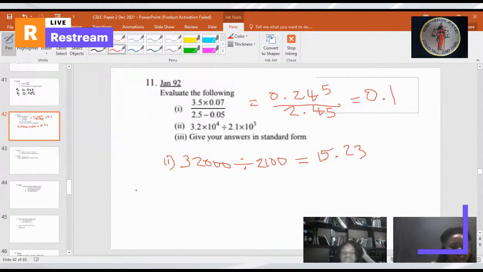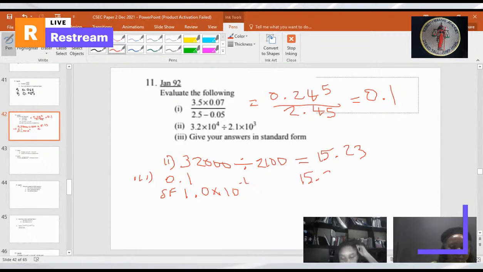All right, now we are giving them in standard form. So for 0.1, it would be 1.0 times 10 to the negative 1 power. Negative 1, and that's the same.